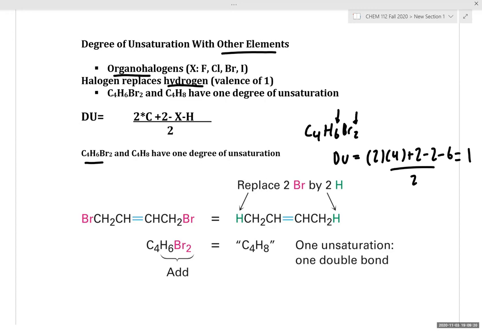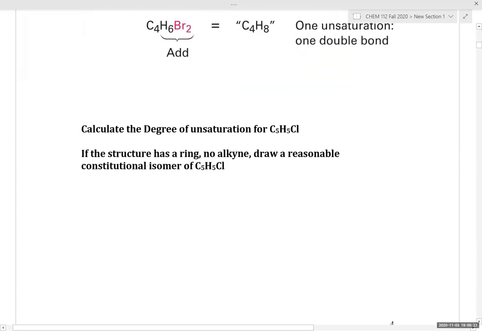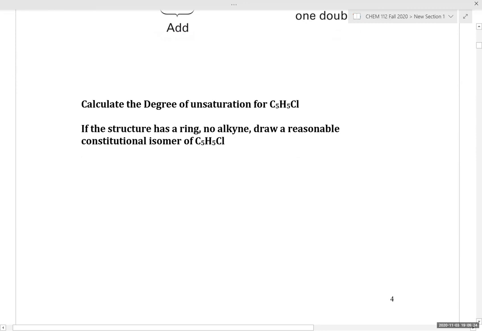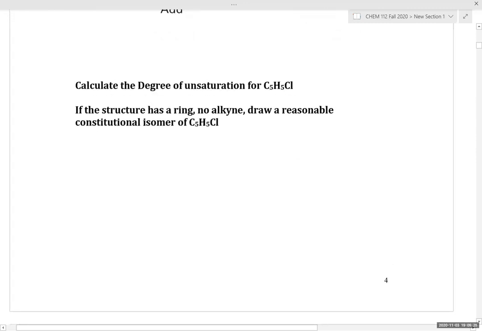Perfect. So what I'd like us to do in this example to apply what we've learned is I'd like you to calculate the degree of unsaturation for C5H5Cl. And if the structure has a ring and no alkyne, I'd like you to draw a reasonable constitutional isomer of C5H5Cl.